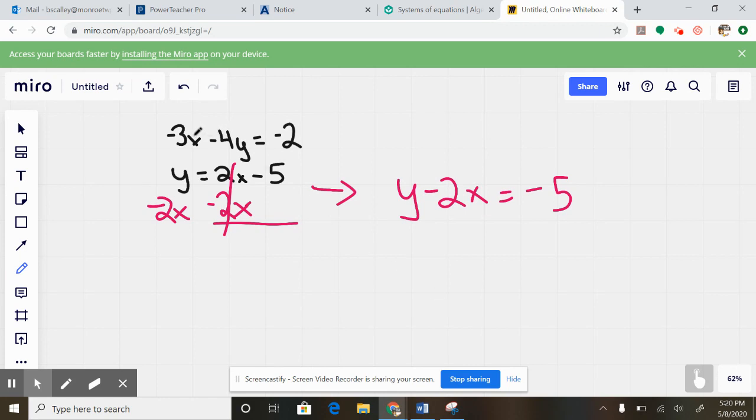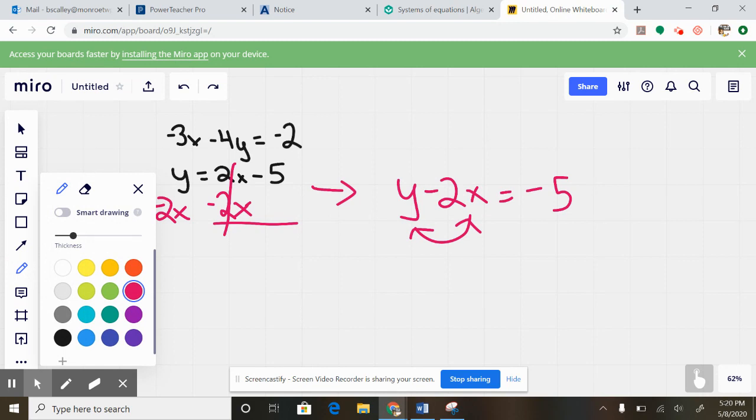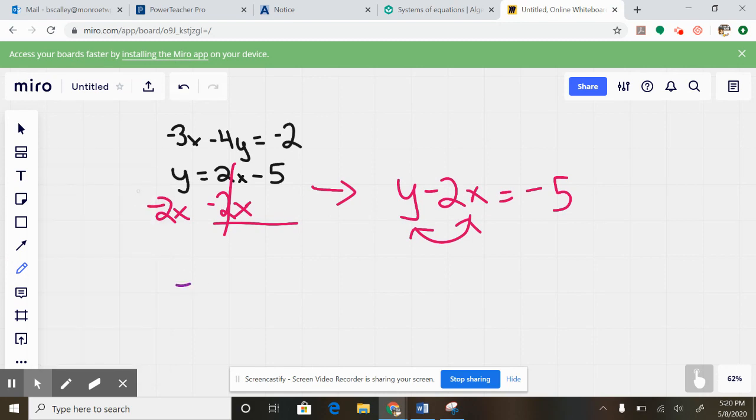Now that's kind of what I'm looking for, but I want the x to come before the y, because if you look at this other equation, it goes x then y, and this equation here is y then x. So I actually have to flip these around, and I'm actually going to get negative. That negative belongs to the 2, so negative 2x. Actually, let me write this in a different color. Negative 2x plus y equals negative 5.